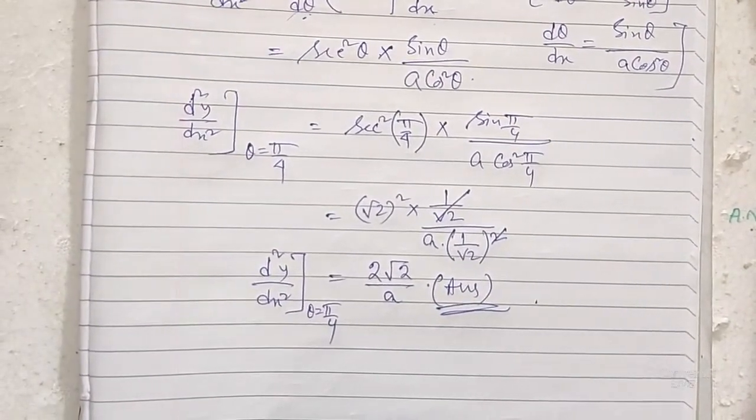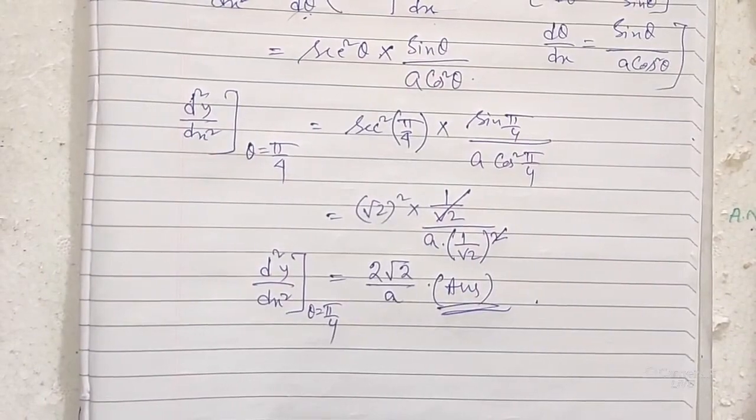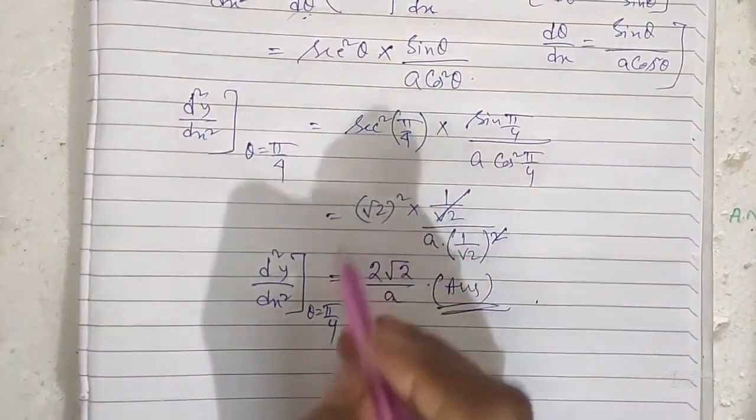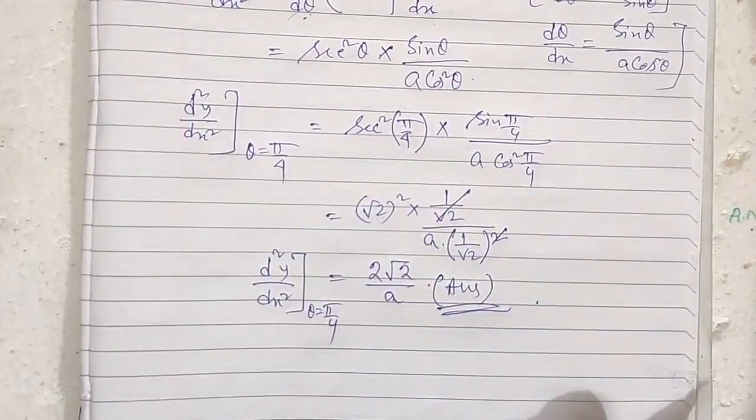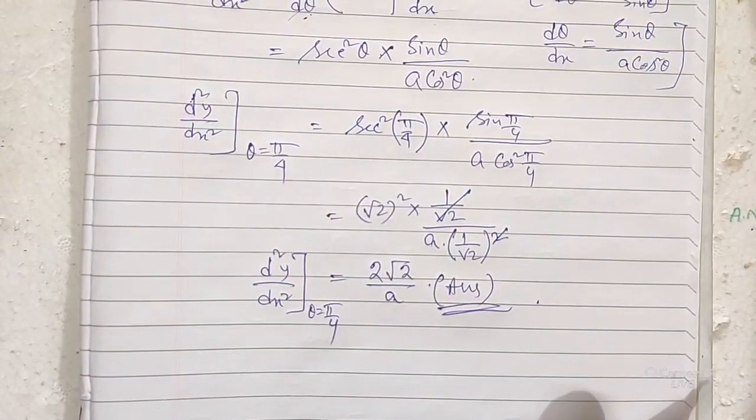So in the book the question answer is given wrong. It is given 4 by a. 4 by a will not be the answer. This will be the answer: 2 root 2 by a. This is question number 23.